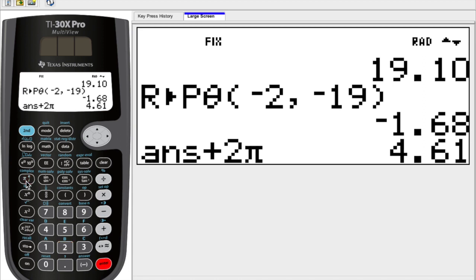And what this will do is make it positive so that we can see where this is at. I've already got this rounded to 2 decimal places, so I can write down my answer then as 19.10 for the radius and 4.61 as the angle.